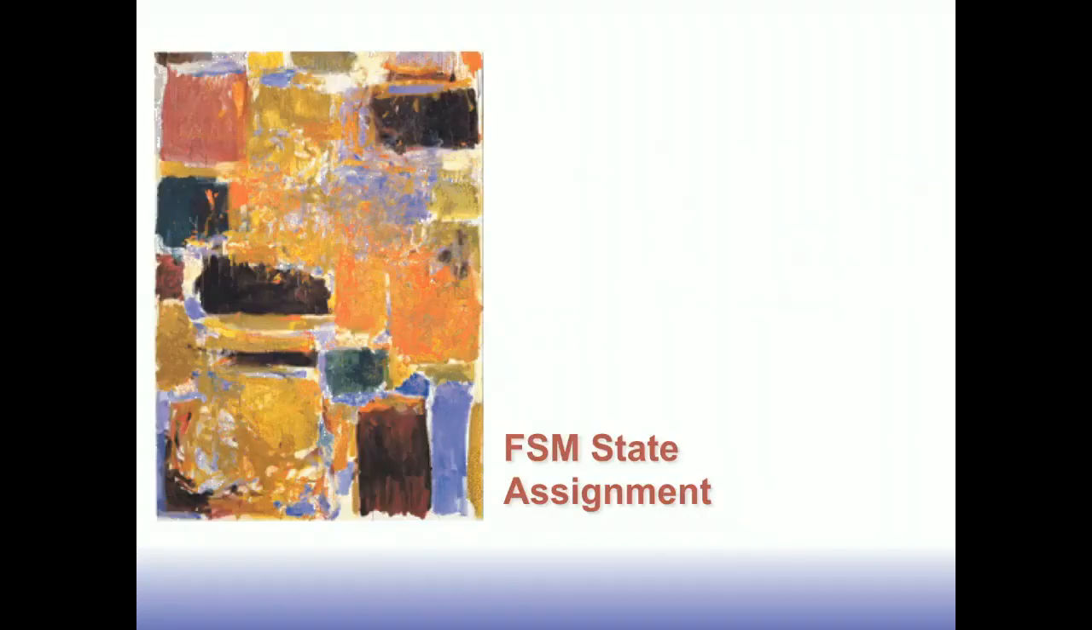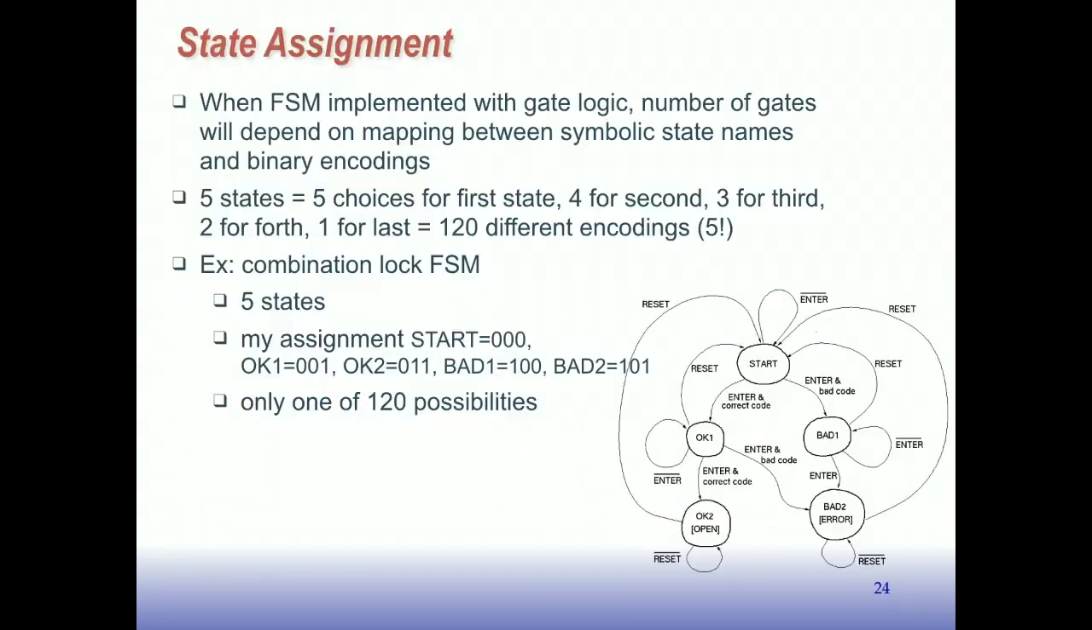All right. The next topic is state assignment. And again, I'll motivate this, and then I'll have some things to say about how to optimize for this. So when a finite state machine is implemented with gate logic, the number of gates that it takes to do that will depend on the mapping between the symbolic state names and the binary encodings. Right. And I'll show you an example in a minute of how you can visualize that.